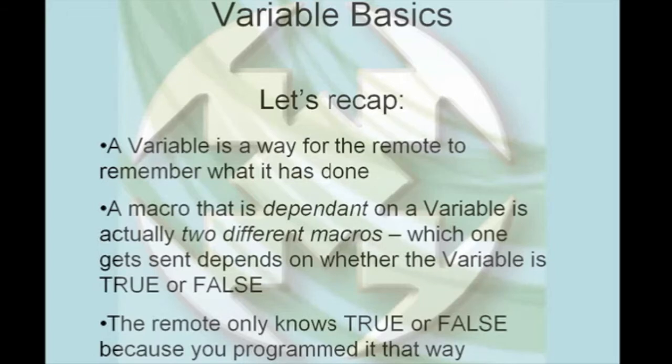So let's recap. A variable is a way for the remote to remember what is done and react accordingly. It can do this because you create two different macros, and the remote decides which to send based on a variable that is true or false. Now lastly, the remote can only know this information because you programmed it that way.